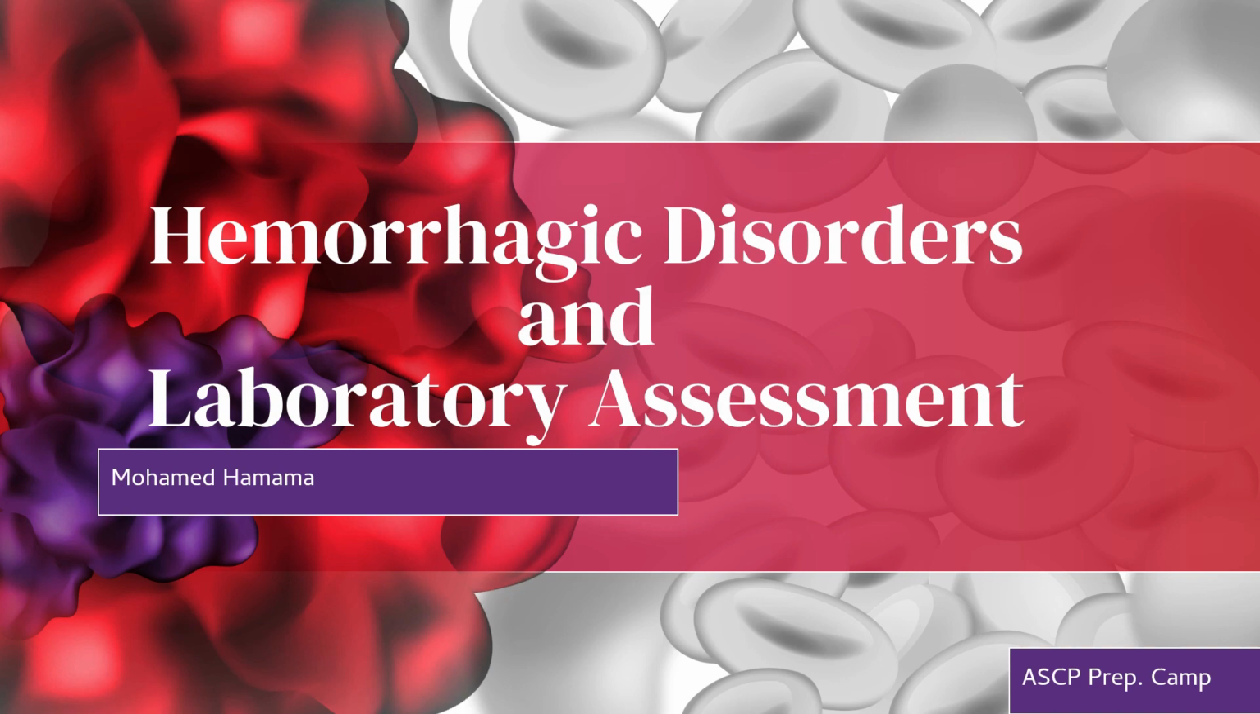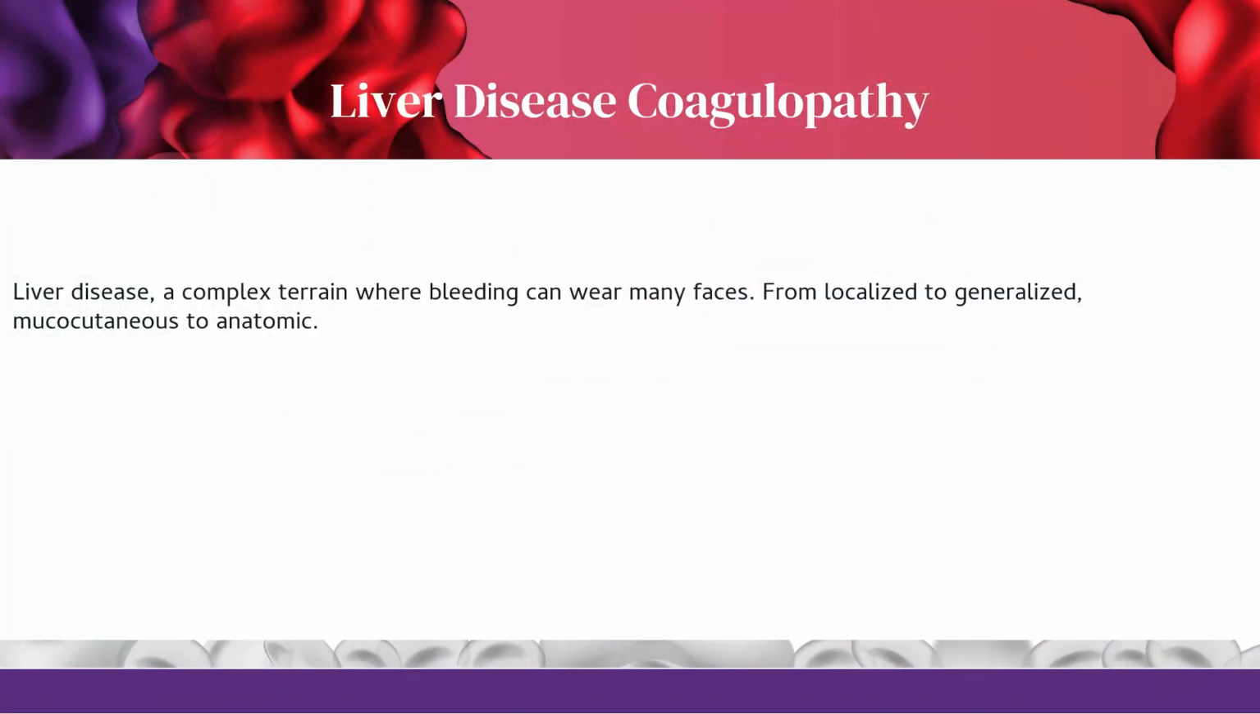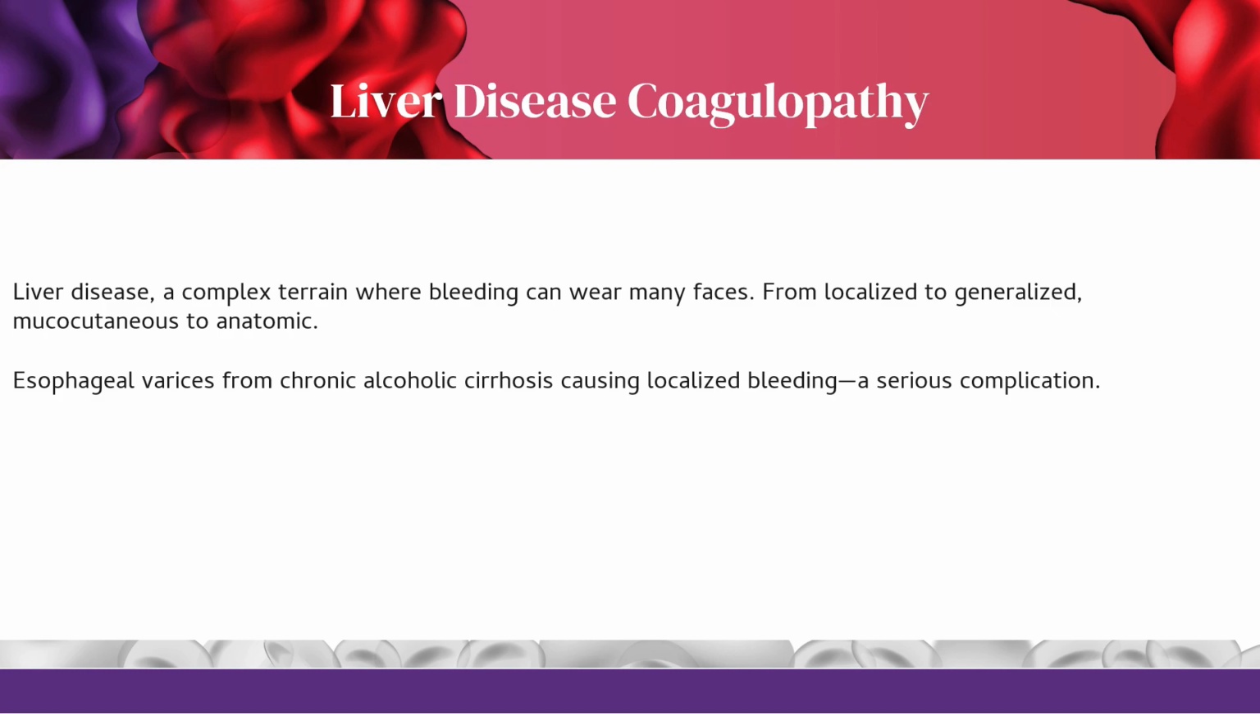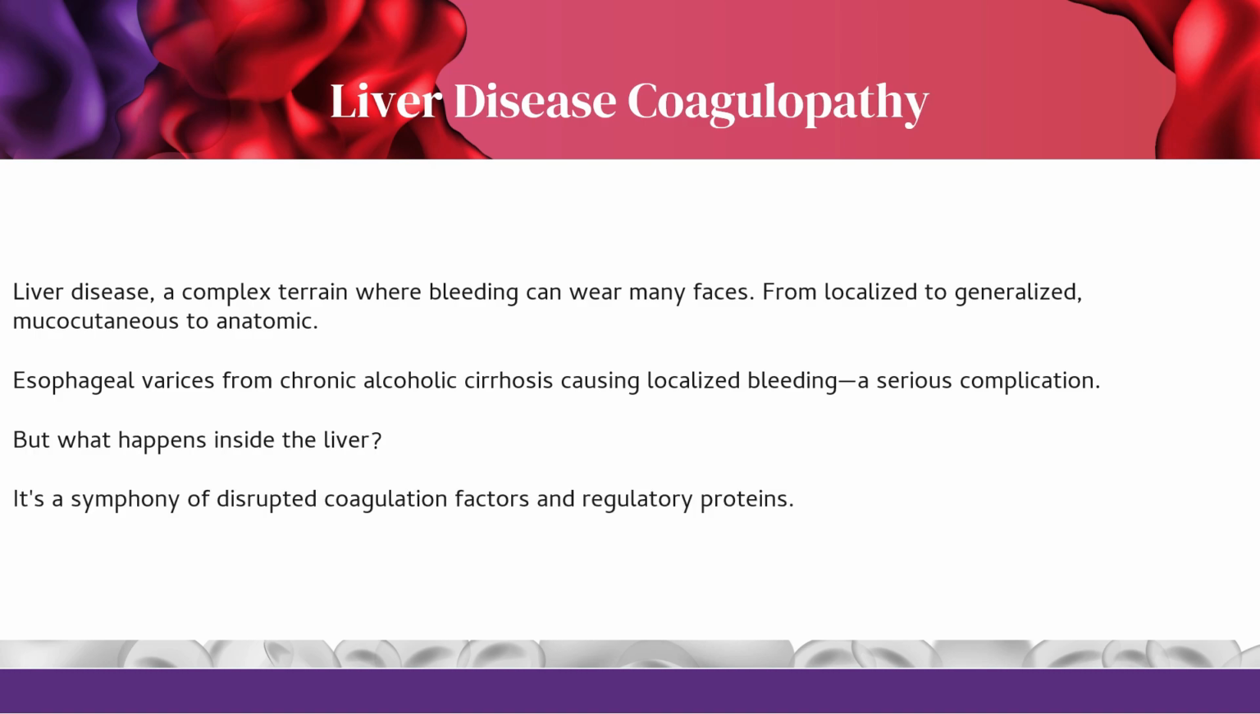Let's get started. Liver disease, a complex terrain where bleeding can wear many faces. From localized to generalized, mucocutaneous to anatomic, let's unpack the layers. Picture this: esophageal varices from chronic alcoholic cirrhosis causing localized bleeding, a serious complication. But what happens inside the liver? It's a symphony of disrupted coagulation factors and regulatory proteins.